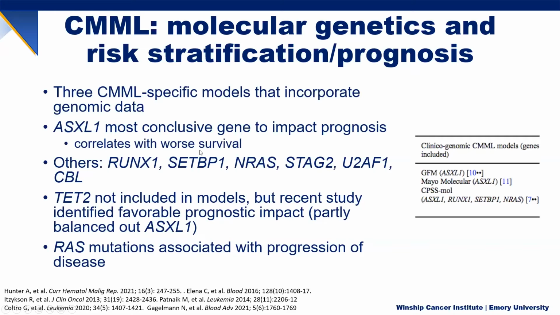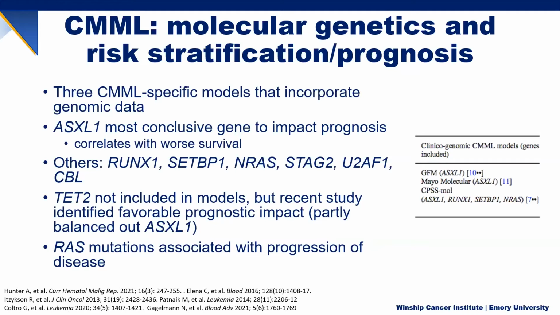And then TET2, which we mentioned is the most common gene in the disease, is not included, as you can see, in these models, and our understanding of that gene has changed over time. But I was recently part of a study led by the group at Mayo, who does a lot of work in these diseases. We combined databases from three major cancer centers to look at over 1,000 patients, and found that these TET2 mutations were associated with a more favorable impact on the disease. This was particularly true without ASXL1 mutations, or in patients who did have that more negative mutation, they almost balanced each other out, and the outcome was more towards neutral between the two.